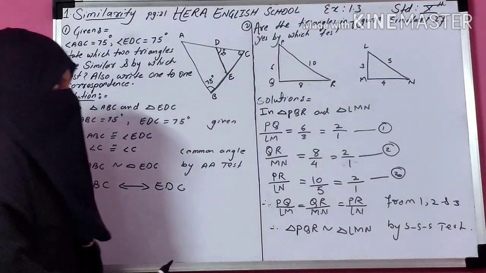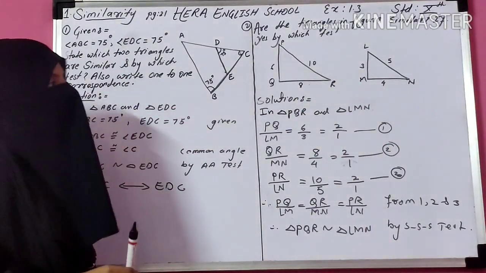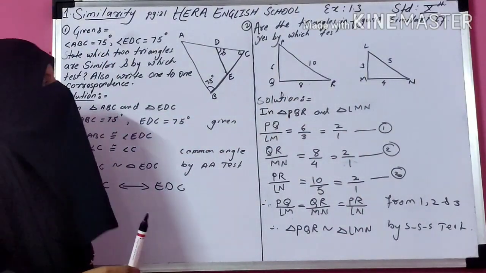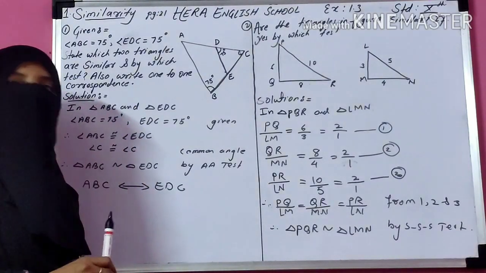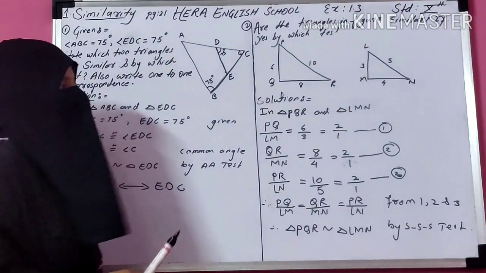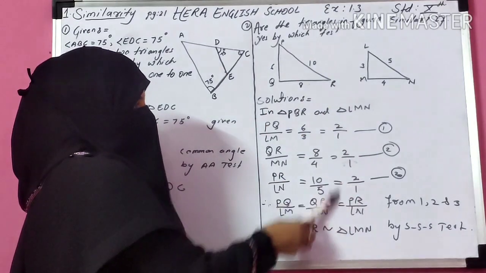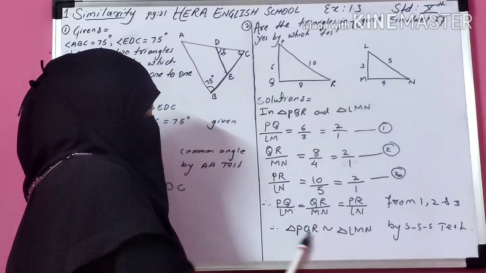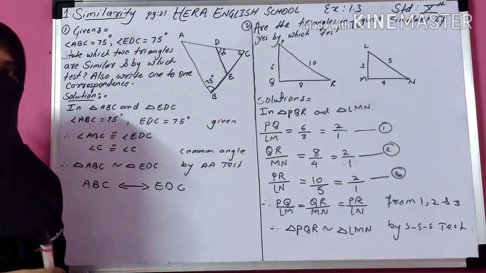Got it? Again, I am repeating: two triangles are given and the question is to decide whether they are similar. First I observe the two figures; the question is only about the sides. In similarity, if the sides are in proportion, then the triangles are similar. So I find the ratio of all the corresponding sides and get the value 2 upon 1. Therefore all three ratios are equal, so these two triangles are similar by the SSS test of similarity.